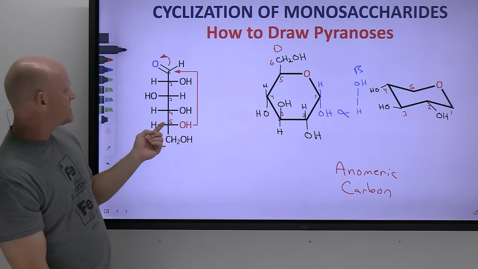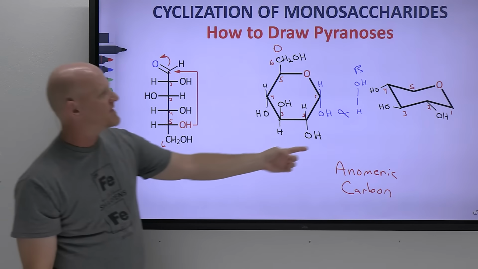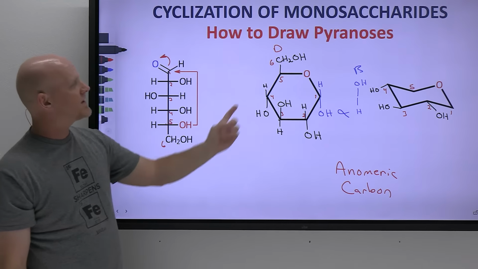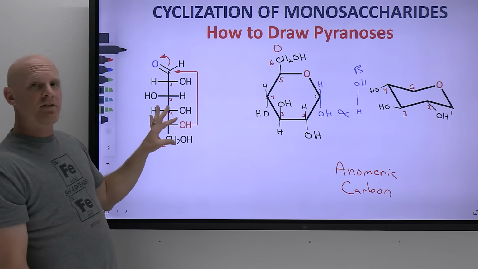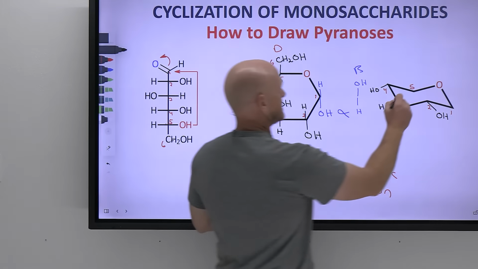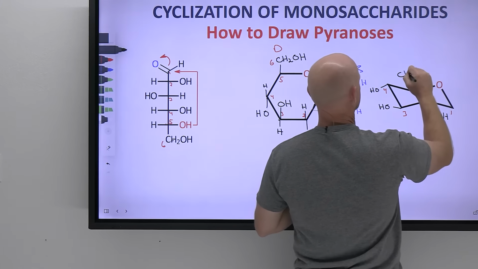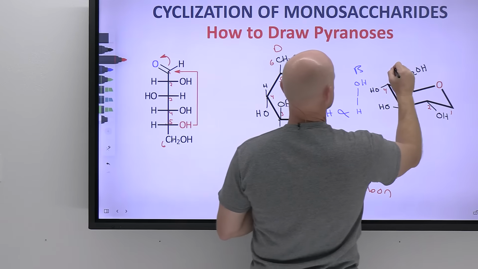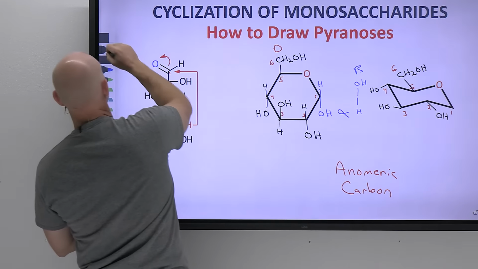And then finally, carbon 5 is bonded to the oxygen that's in the ring. It's not going to have an OH group, but it has the CH2OH group, which once again we want to point up, reflecting that this was a D sugar. That also is going to be in an equatorial position. And that gives us carbon number 6 as well.